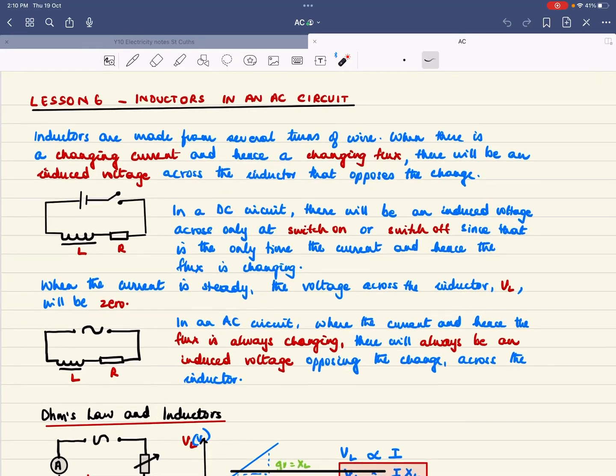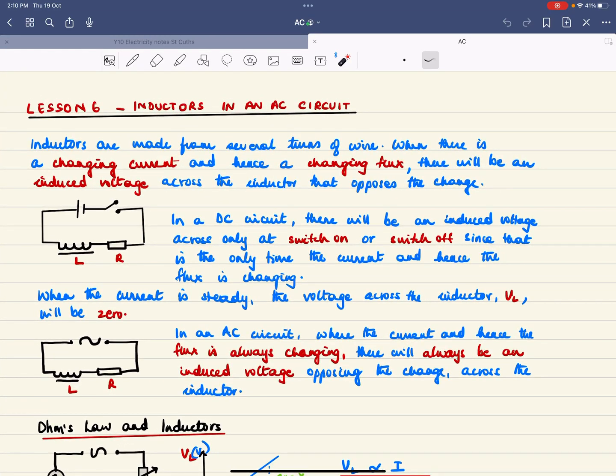This is Mrs. John with lesson 6 for year 13 physics, and this one is about inductors in an AC circuit. So what are inductors? Inductors are components used in circuits, made from several turns of wire. When there is a change in current, and therefore a change in flux, there will be an induced voltage across the inductor that opposes the change.